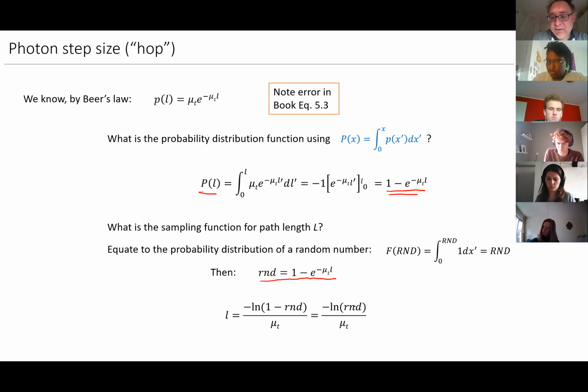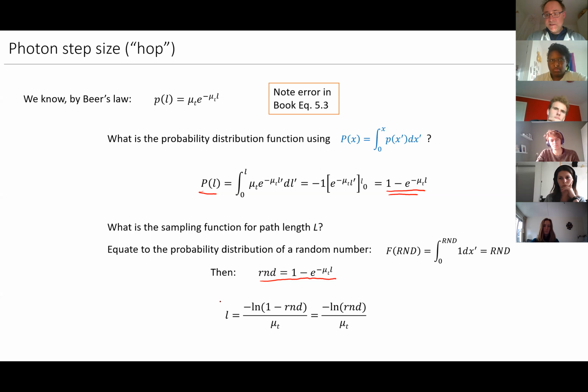And this is a little bit of a trick, because if the random number is between 0 and 1, then 1 minus the random number will also be between 0 and 1. This just makes the computation a little bit more efficient. What we have here now is that we draw a uniformly distributed random number in a computer, RND, and through this transformation, it turns into a random value of the path length that we can use in the simulation to make a step.